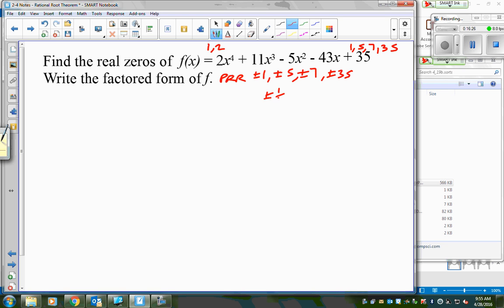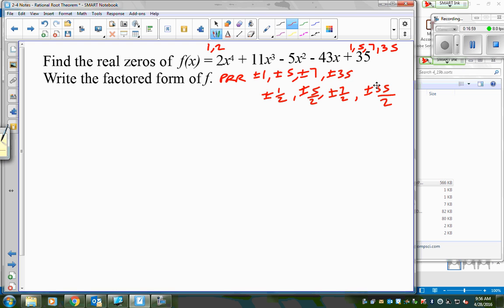So 1 over 2, 5 over 2, 7 over 2, and 35 over 2. Now that is 16 different numbers technically, but you never have to test all 16. One thing I want to emphasize again, though, listen.